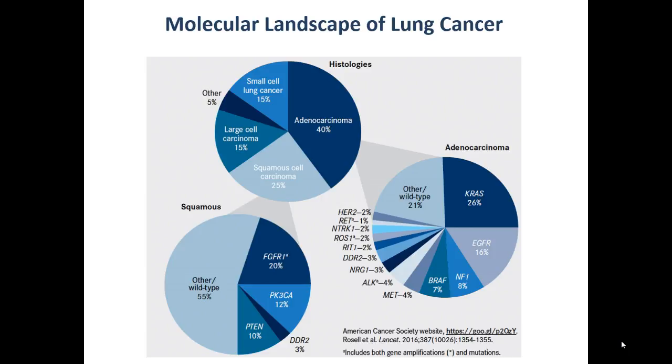Again, the major categories are adenocarcinoma, squamous cell carcinoma, and large cell carcinoma. Then you have the other 5%, but it's 25 or 30 or so. One of them, more worthwhile to mention, is mixed histology, squamous adenocarcinoma.